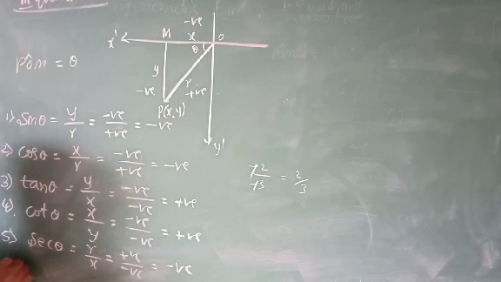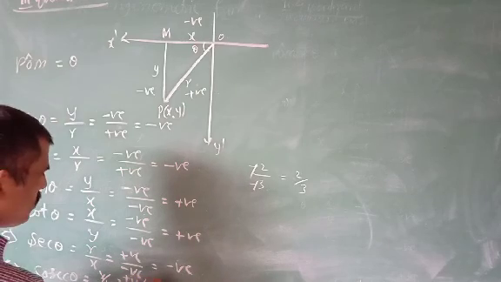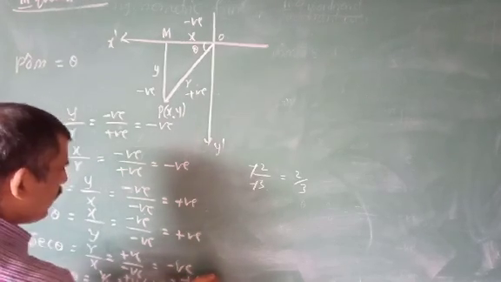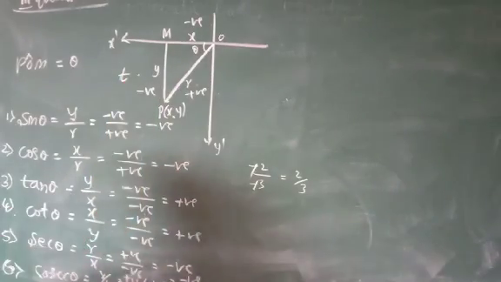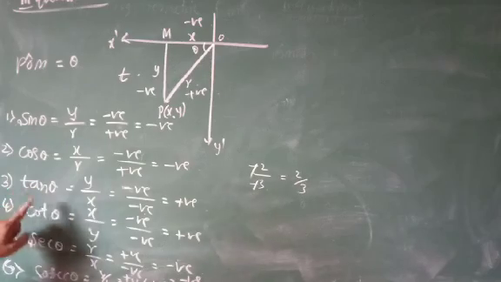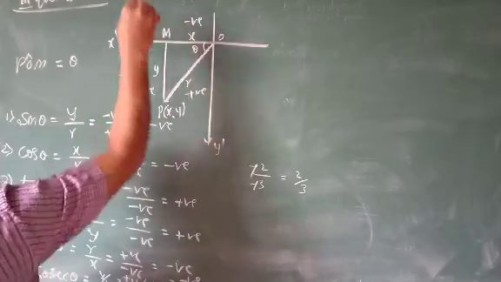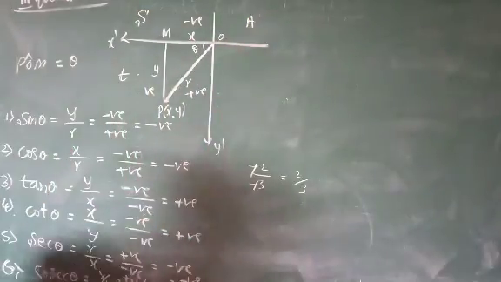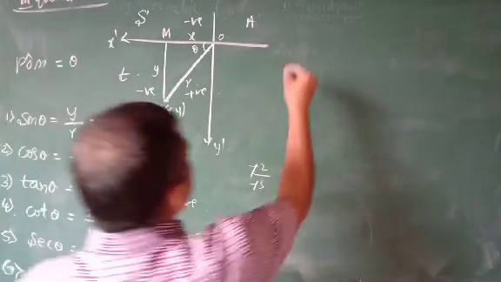The sixth one is cosecant theta, which is r divided by y. R is positive and y is negative, so positive divided by negative is negative. In the third quadrant, tan is positive, and its reciprocal cot is also positive. Here sin only is positive, there all are positive. You have to remember them one by one: all are positive, sin only positive, tan only positive. Next is the fourth quadrant.